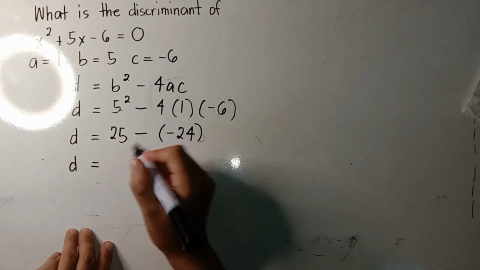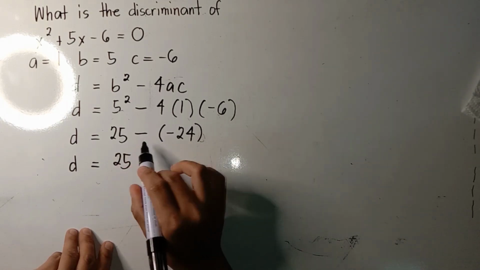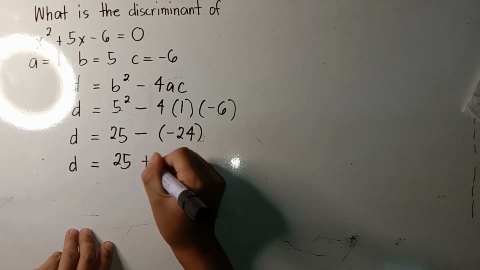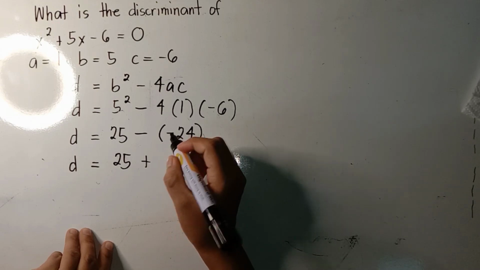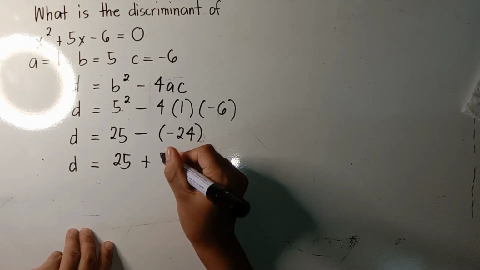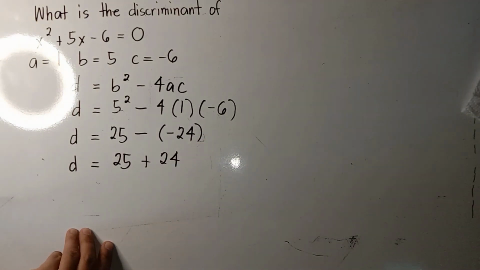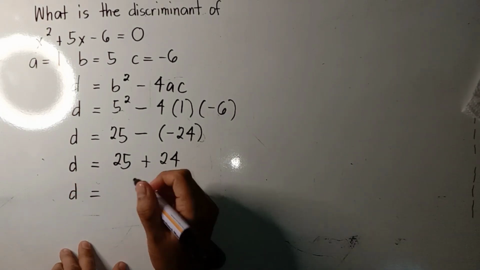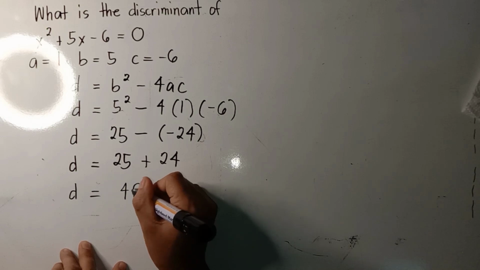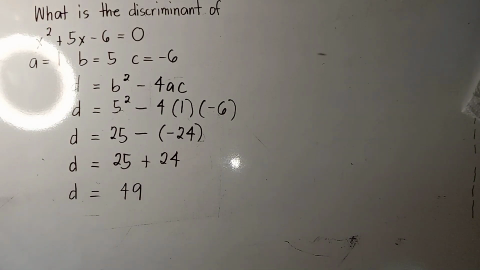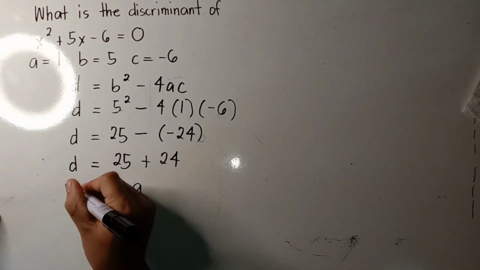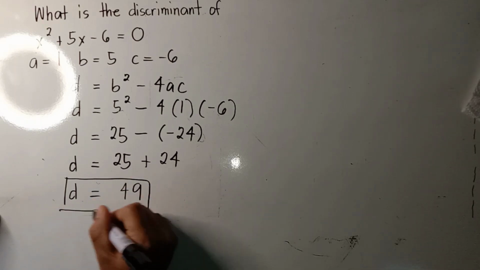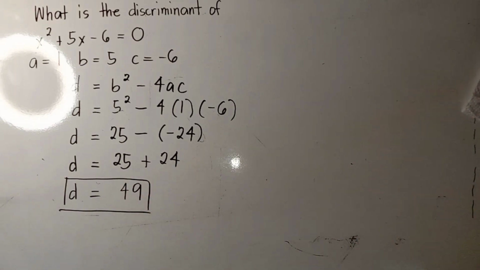So d is equal to 25. Negative times negative 24, it becomes positive 24. So d is equal to 49. That's it.